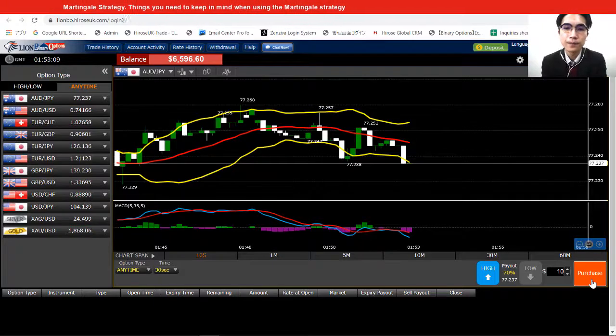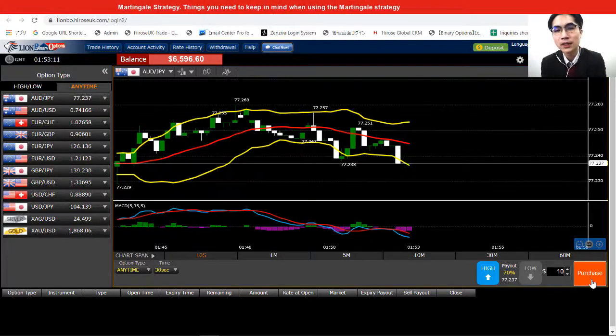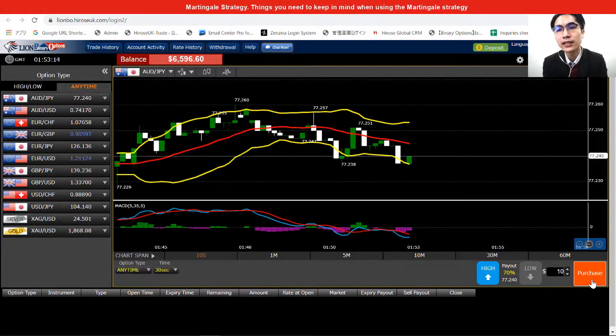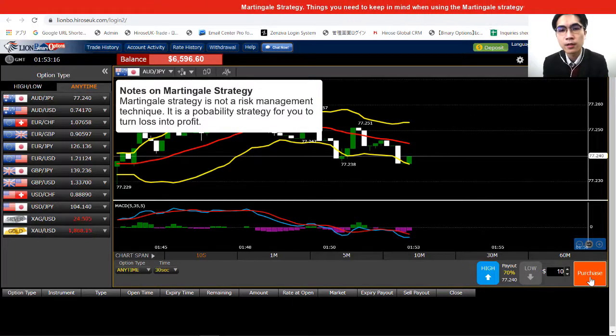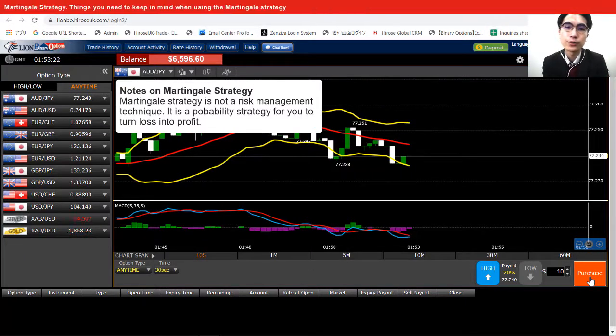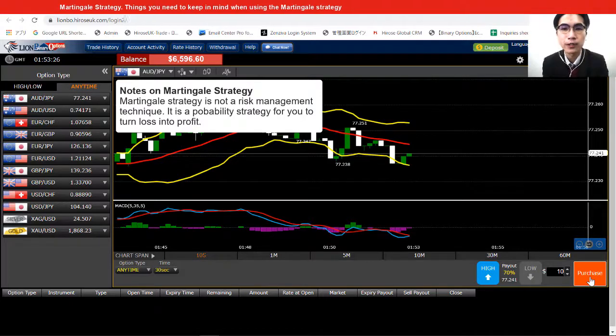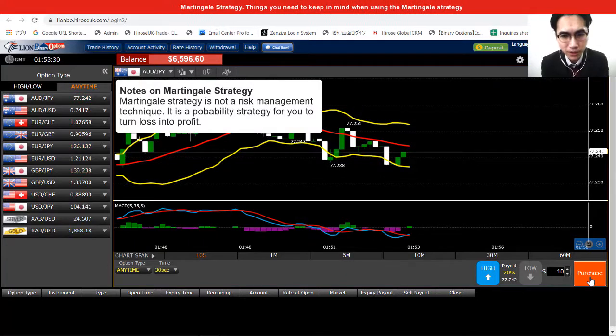So well, just one more thing for the Martingale strategy is that you need to know that the Martingale strategy is not a risk management technique. It's a strategy for you to maximize your profit and to turn loss into profit. So that is not a risk management strategy.